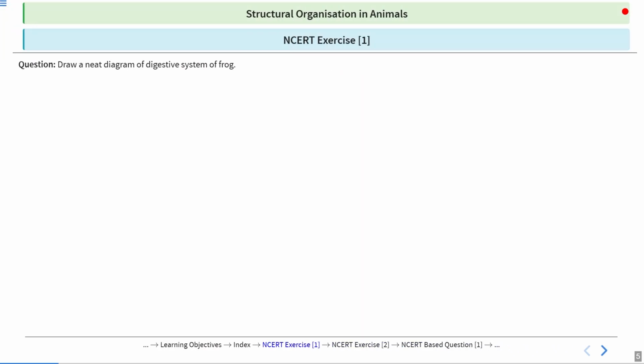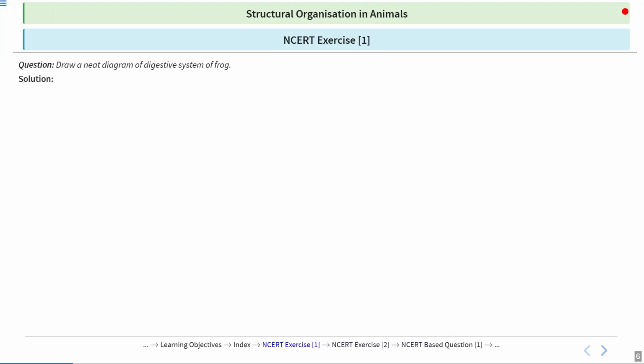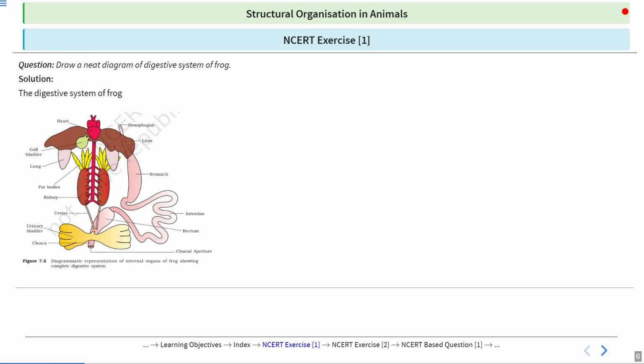So here is the first question from the NCERT: draw a neat diagram of the digestive system of frog. So let us see the answer of this question. Digestive system of frog. So this is the digestive system of frog.